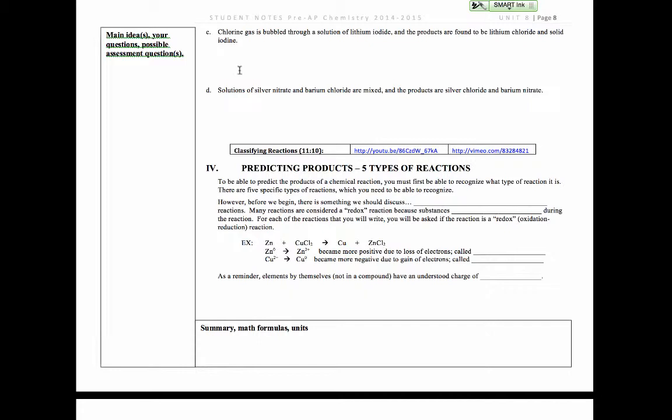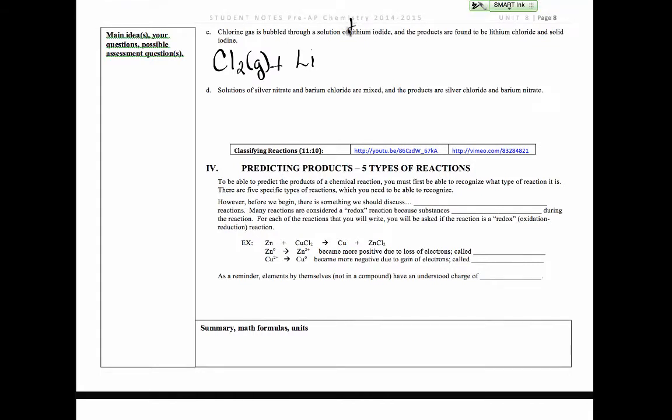Okay, so now we have chlorine gas. So don't forget that chlorine is diatomic. So I've got chlorine. It tells me it's a gas. Fluorine and chlorine are gases. If you go down the halogens, it goes gas, gas, liquid, solid. It is bubbled through a solution of, so when you see solution, you know you're going to add an aq.